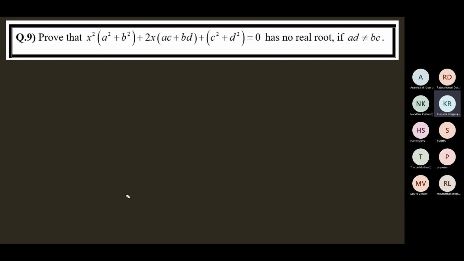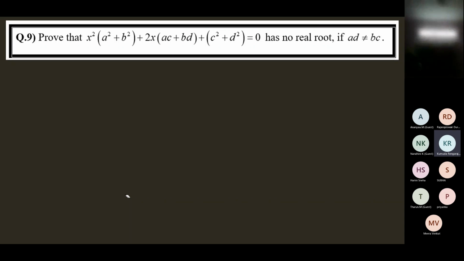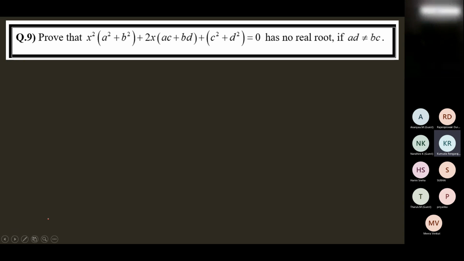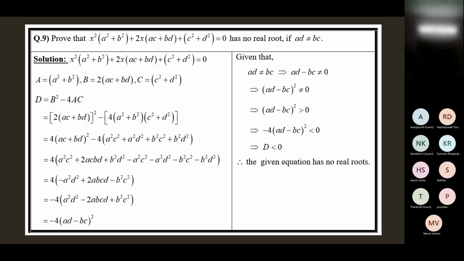So here you'll have to prove that the quadratic equation has no real roots. You must prove that it has no real roots. That means you should find D. It's not the D is less than 0 condition, because you do not know about the nature of the roots. You have to prove, you'll have to show. You'll have to work out D and show that it has no real root. So you'll have to find D here.